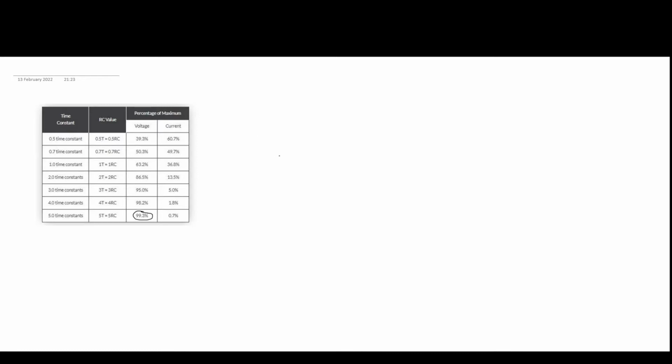So let's do a quick example using the formula we just discovered. T equals RC, where T equals time, R equals resistance, C equals capacitance, and let us say, for example, R equals 10k ohms, and C equals 1000 microfarads.